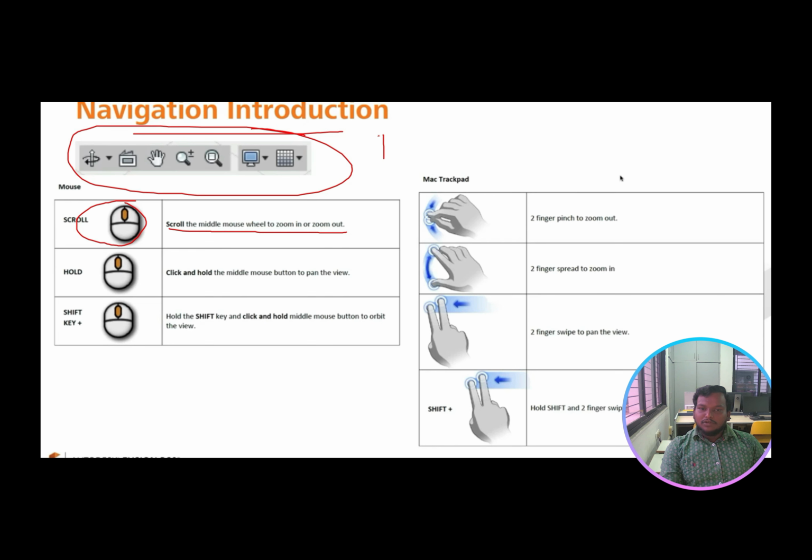For example, when I need to zoom a model, I click on the middle mouse button and rotate it to zoom in and zoom out. We can do the same in the opposite direction. Next, click and hold the middle mouse button to pan the view.